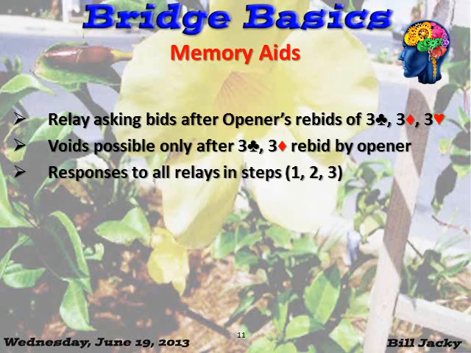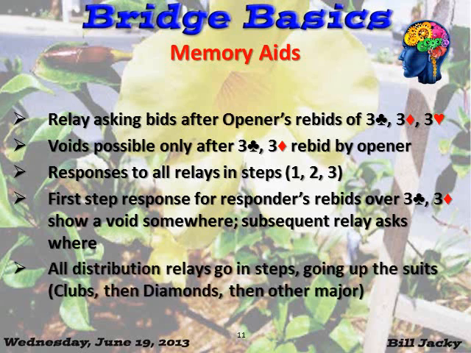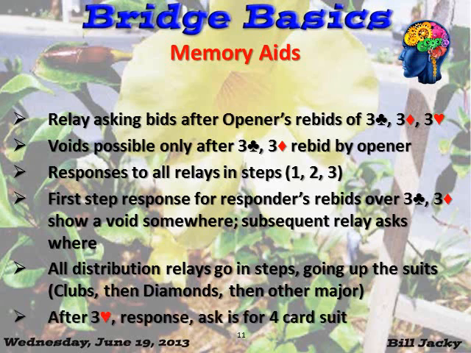Responses to all relays are in steps, 1, 2, 3, and they go up the suit chain, clubs, diamonds, and other major. The first step response for responder's rebids of 3 clubs or 3 diamonds shows a void somewhere, and a subsequent relay asks where. All distribution relays go in steps, going up the suits, first clubs, then diamonds, then the other major, and lastly, after 3 hearts, 5-4-2-2 distribution, the relay asks for the 4-card suit, which again goes up in steps, clubs, diamonds, other major.